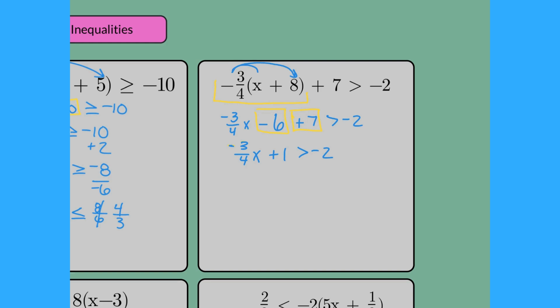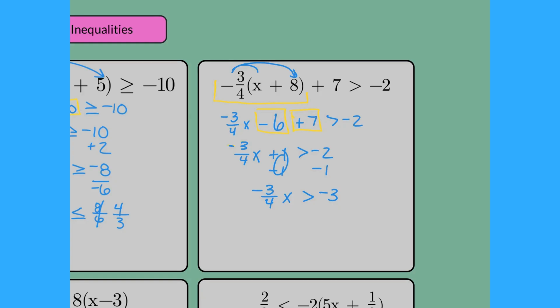Nothing else I can simplify, so now we're going to start solving. Opposite of plus 1 is minus 1 to make that 0. Negative 2 and negative 1 makes negative 3. And then this one we can do in two different ways, whichever one you're more comfortable with.